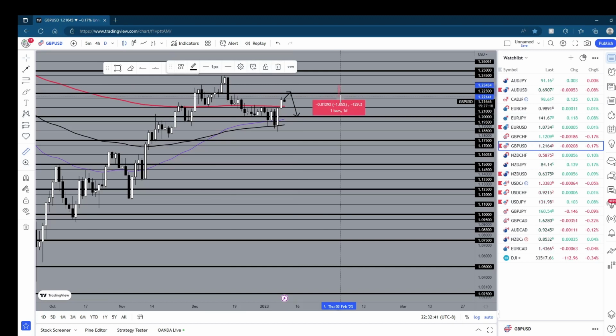If we take our ruler and measure that, boom, 250 pips. That's our target. We're just moving in increments of 250 pips.